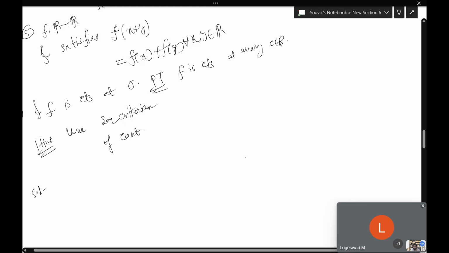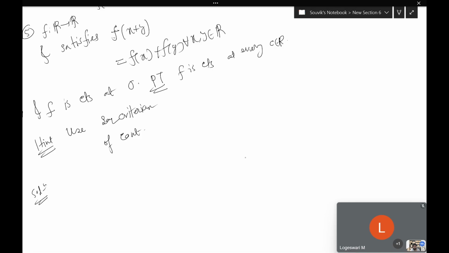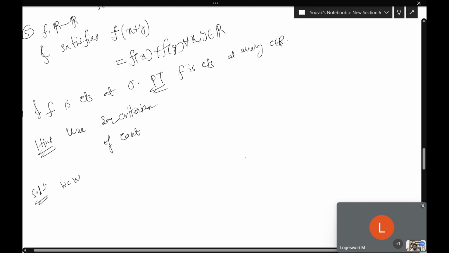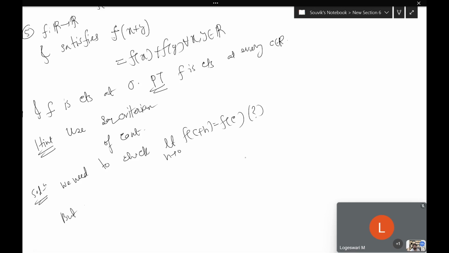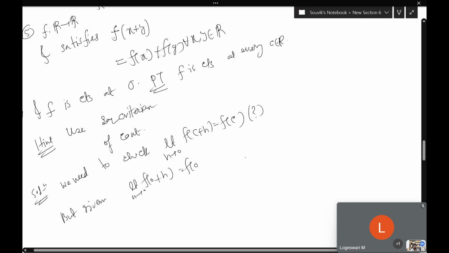So it can be done as follows. Basically, to show f is continuous for every c, we need to check: limit h goes to 0, f of c plus h is equal to f of c, will it hold or not? But what is given? Given f is continuous at 0, which means the limit as h tends to 0 of f of 0 plus h is equal to f of 0, which is nothing but 0 from the condition.